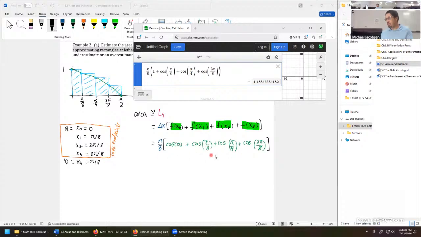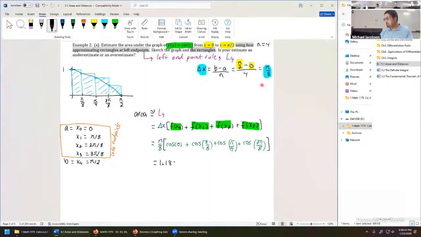And when we have all those in there, this tells us the area comes out to, I'll go with 4 significant digits again, 1.183. So the area is 1.183. Like we mentioned before, this is an overestimate because all of our rectangles overshot the area. So this is an overestimate. At this stage, our work is complete.